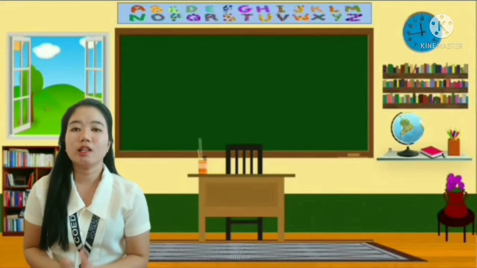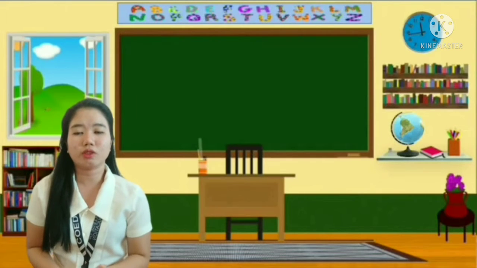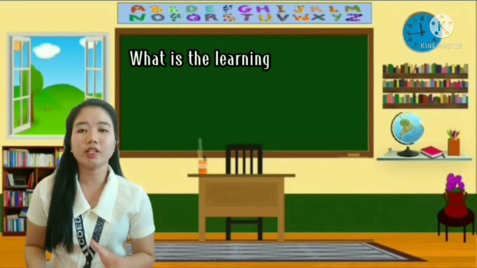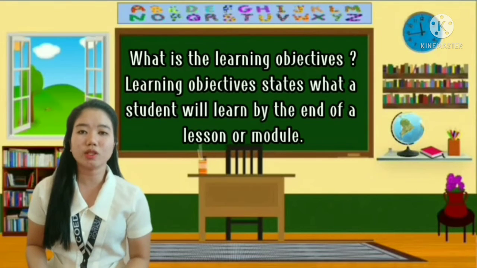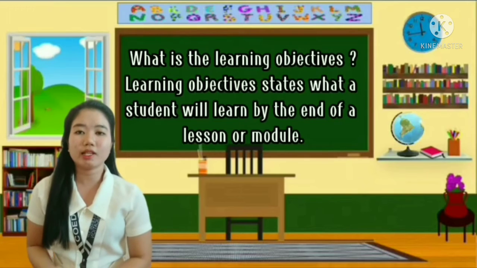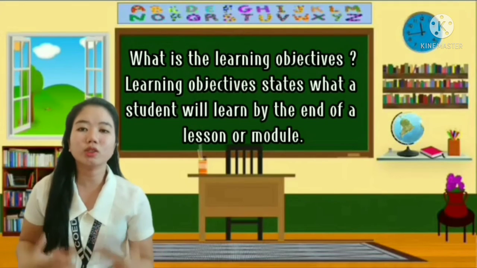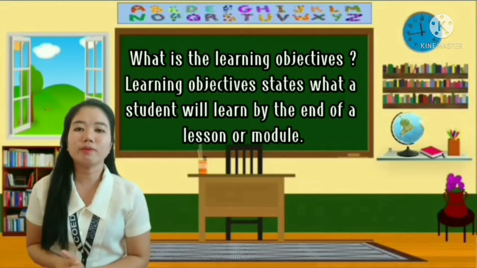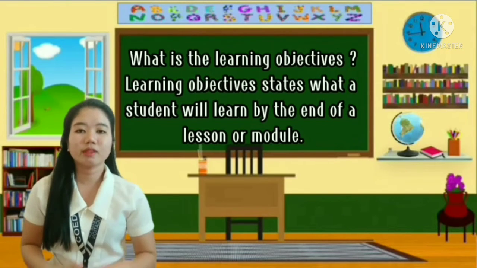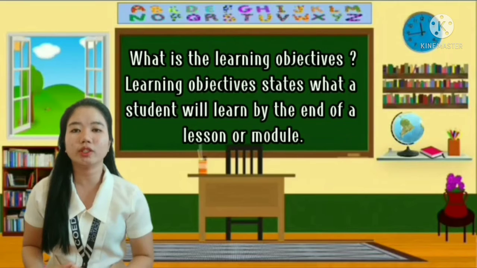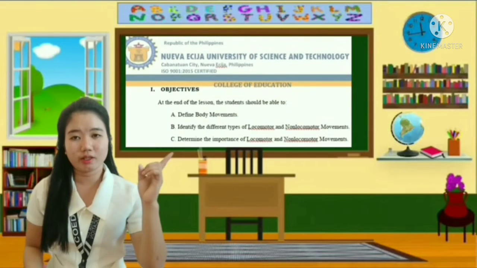So when you hear learning objectives, what comes into your mind? So what are the learning objectives? So learning objectives state what these students will learn by the end of the lesson or module. It should include a measurable verb from the designated domain, which is the cognitive, affective, or psychomotor that focus on the students. So I have an example here.